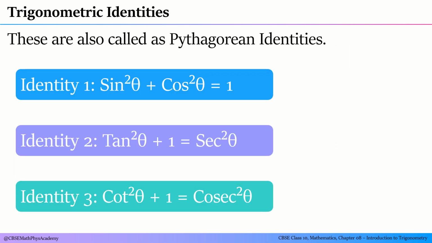Presently, we are in trigonometric ratios, trigonometric identities. Students, there are three trigonometric identities. These are also called Pythagorean identities. These three will be very important for solving most of your problems in trigonometry. Memorize this well, and whatever I'm going to teach you in this and the next two videos, please write and practice. It's not only about memorizing this equation.